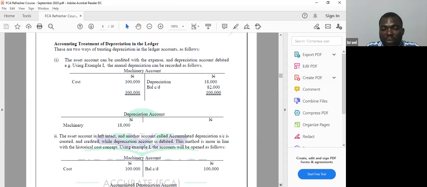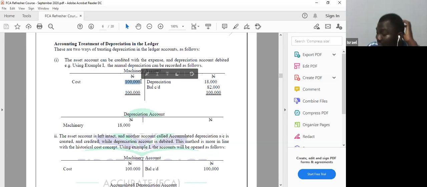The first one is that the annual depreciation is charged to the machine account, so the figure in the machine account will change over time. Now using example one, the one that we solved using the straight line method, the total cost of the asset was 100,000. So we have put 100,000 here. Can you see this is 100,000?